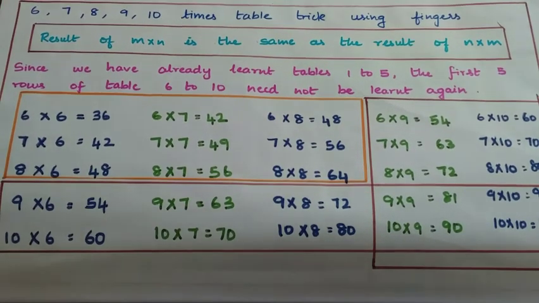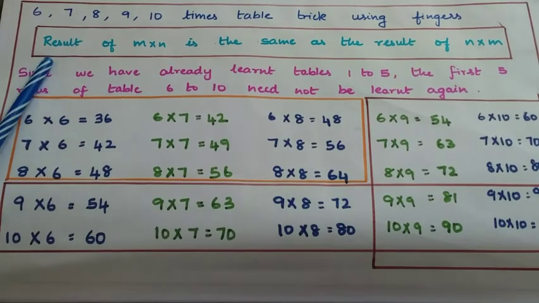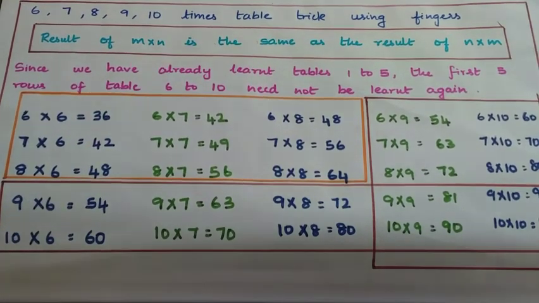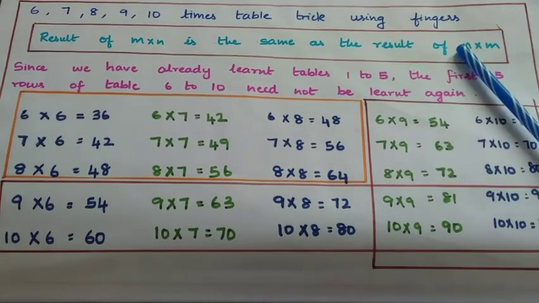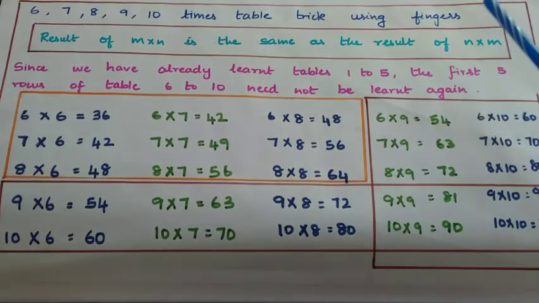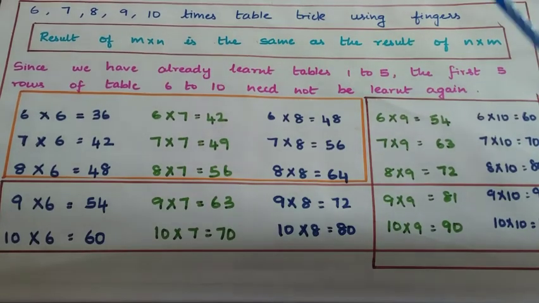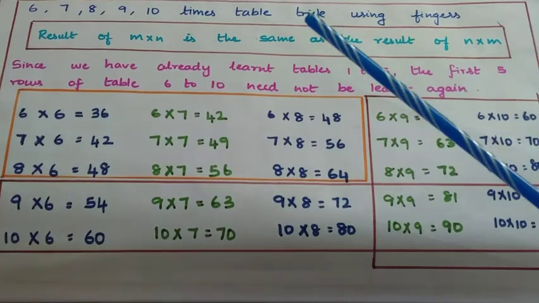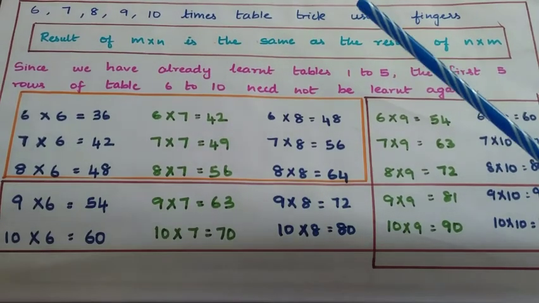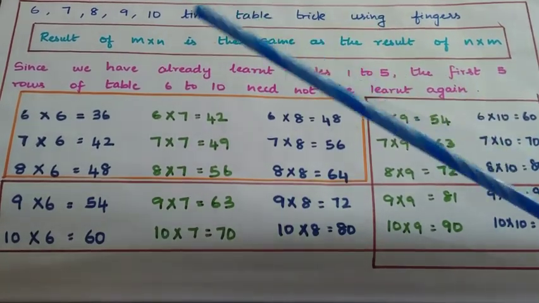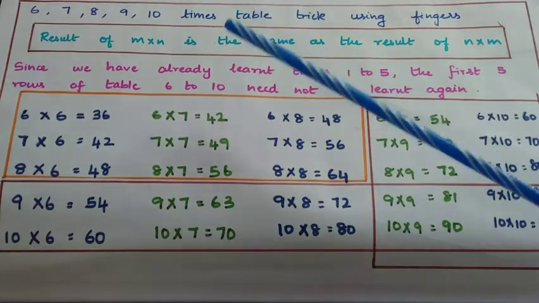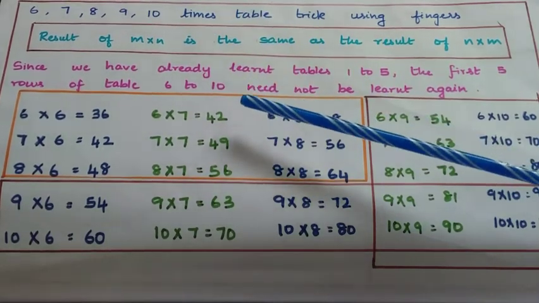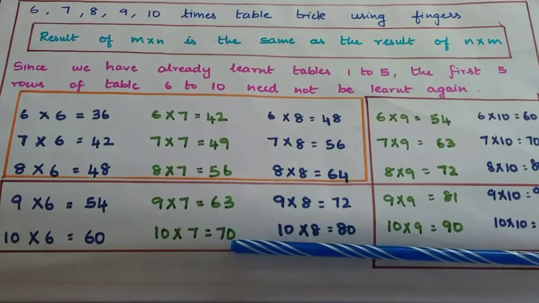Having learned tables 1 to 5, the learning of 6, 7, 8, 9 and 10 will be relatively simple because we know that the result of m into n is the same as the result of n into m. So having known this concept, when you learn tables 1 to 5, you unknowingly learn the first 5 rows of the tables 6, 7, 8, 9 and 10. So when you are about to learn the tables 6, 7, 8, 9 and 10, you need to just learn the last 5 rows of the table newly.